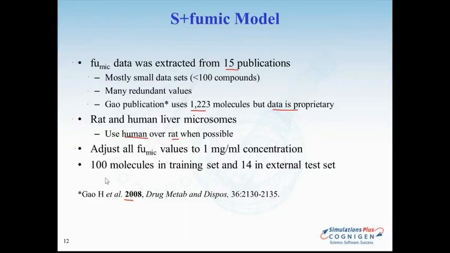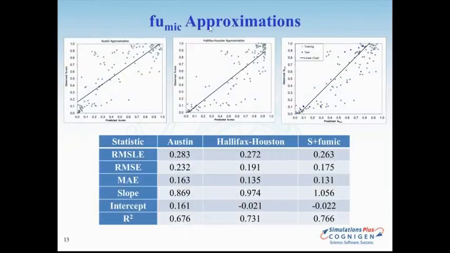They're fairly similar, so this wasn't a huge jump. Then we adjust all the FUmic values to 1 milligram of microsomal protein per milliliter concentration using the previous equation I showed. Overall the data set contains 100 molecules used to train the model and 14 in the external test set. So here's a comparison between the Austin method, Halifax and Houston, and our model based on the same data.